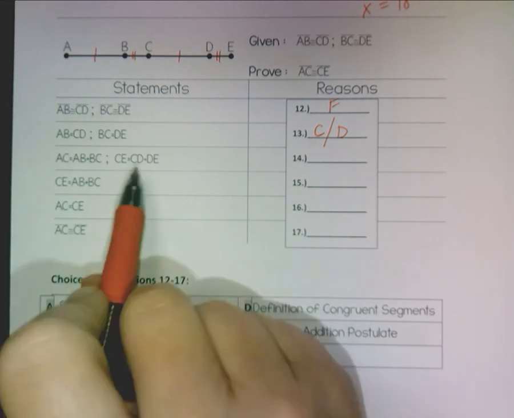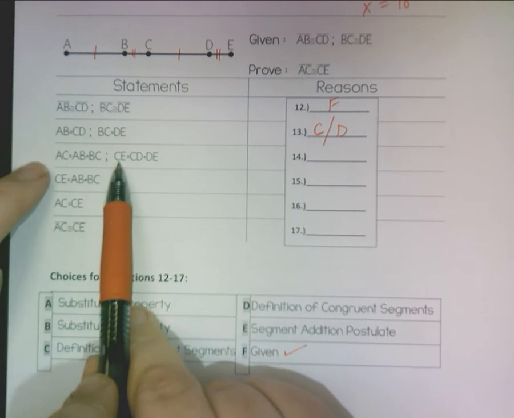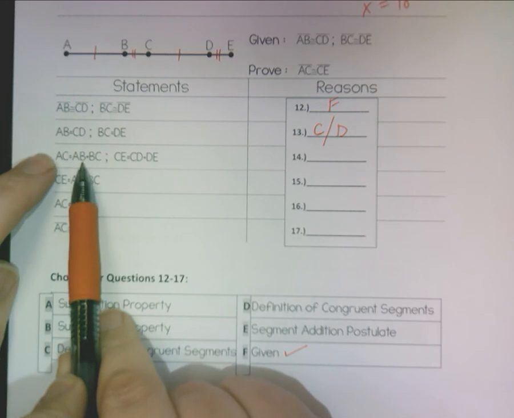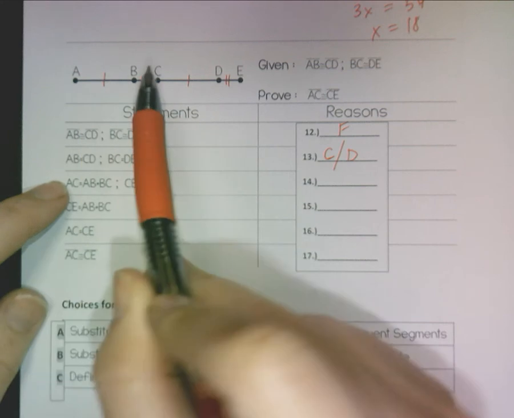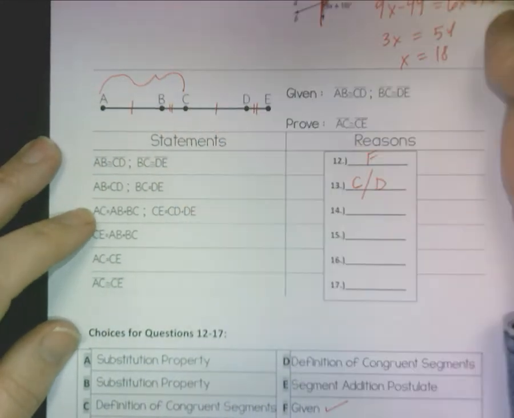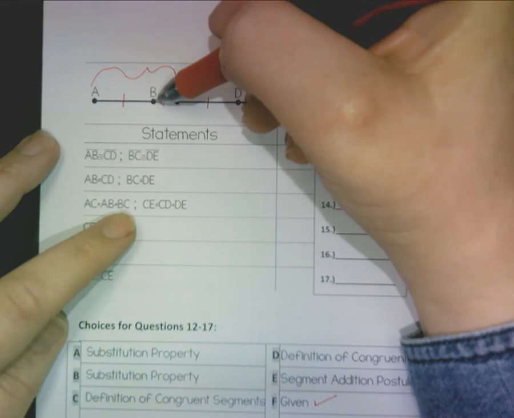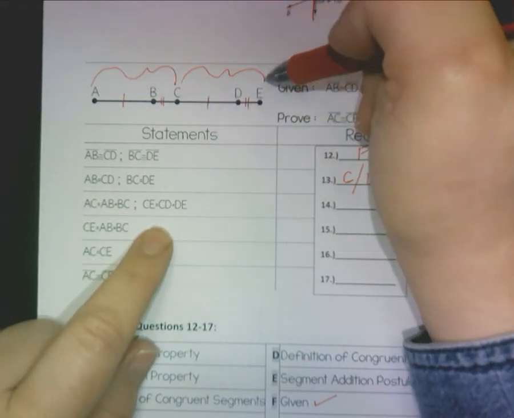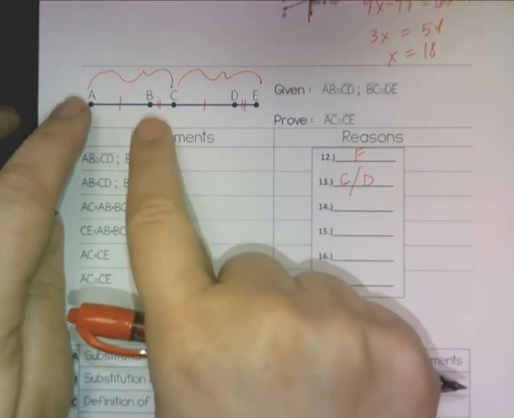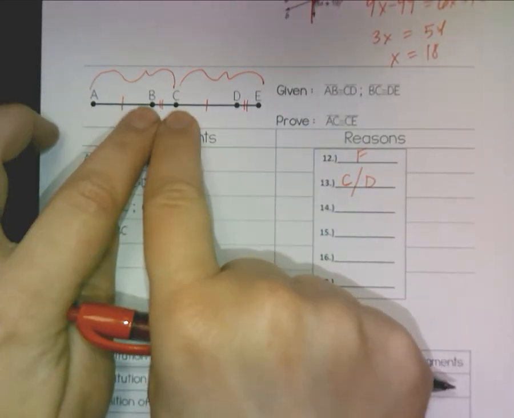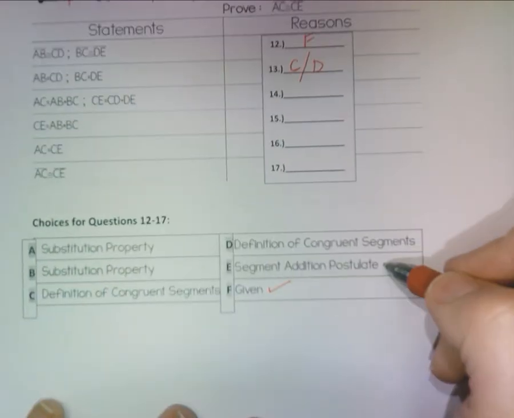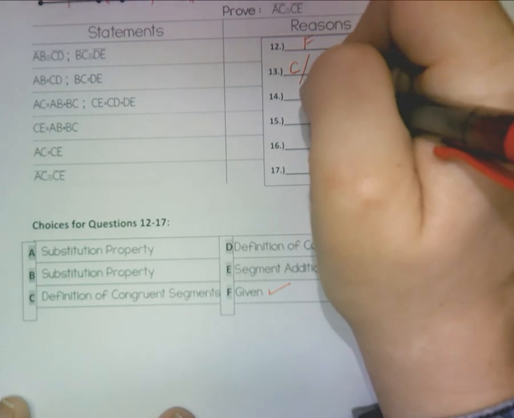And then working our way down. And again, if you get stuck, you just keep going. Let's see. AC equals AB plus BC. AC equals, let's look back at the picture. AC, this whole thing, equals this little piece and this little piece. And then CE is CD. What am I doing? Well, I'm taking this segment and adding it to this little segment to get the whole. Segment addition postulate. E.